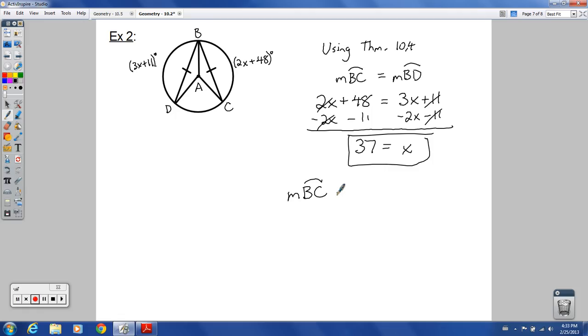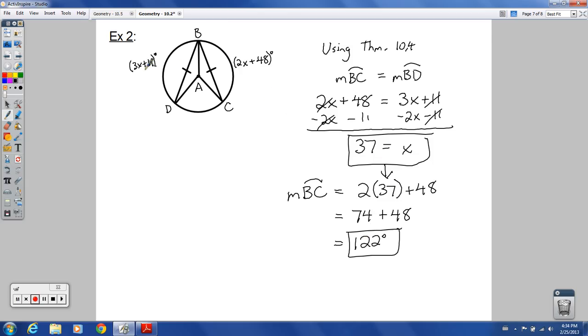So let's assume that I asked you for that. What would you do? You would plug it back in. So here's BC. Take 2 times 37 plus 48. That's where that number is coming from right there, from the x. This is going to be 74 plus 48. This should equal 122.